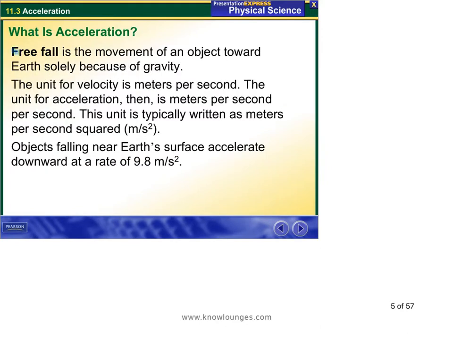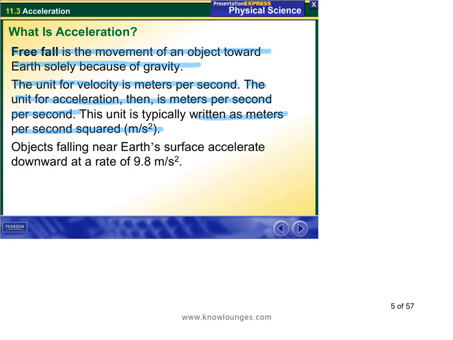Free fall, another key concept. Movement of an object towards the earth solely because of gravity. When we measure velocity, it was measured in meters per second. Acceleration, then, is meters per second per second. We typically write this as meters per second squared.